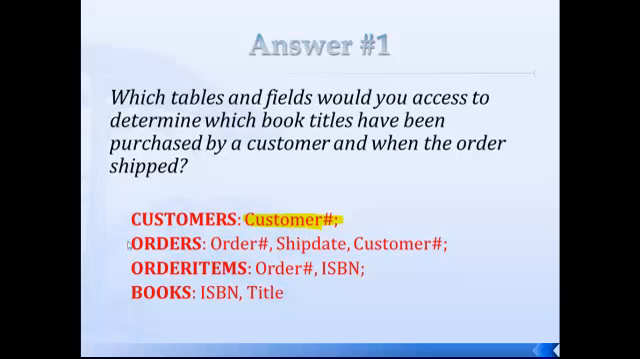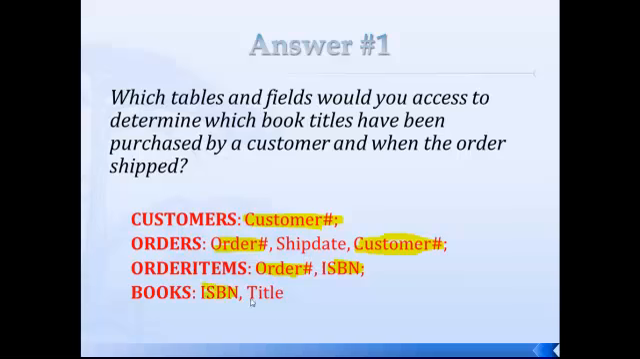But we do need to have the customers table, the customer number, the orders table with the order number, because that's what joins the customers table to the orders table. Oops, excuse me, that's incorrect. The customer number is what joins the customers table to the orders table. We need the order number because it joins the orders table to the order items table. And we need the ISBN because that's the field that joins the order items table to the books table.